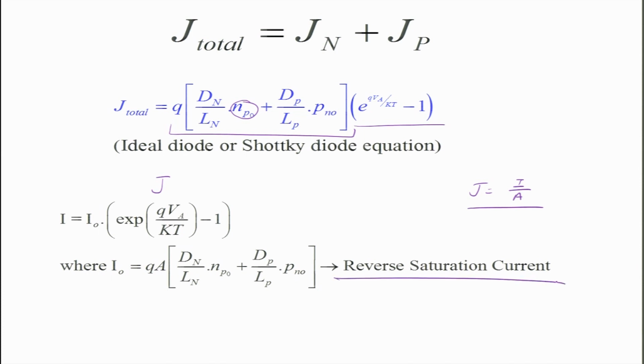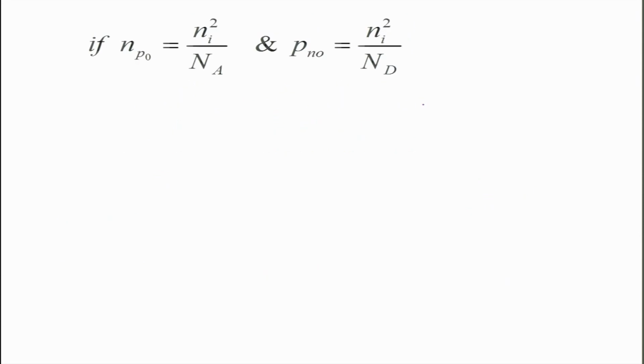This is the reverse saturation current that you get at negative bias, not zero bias, at the negative biases. So basically when the voltage is very negative, the exponential will be 0, so this will be minus 1. So what you get on the other side is minus I0. So this is what basically we get.